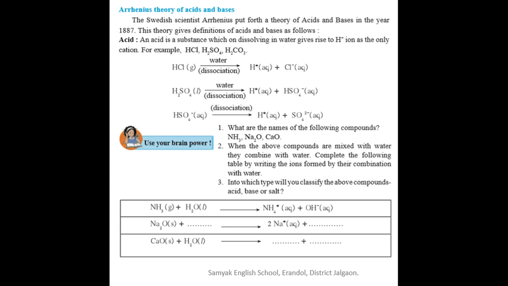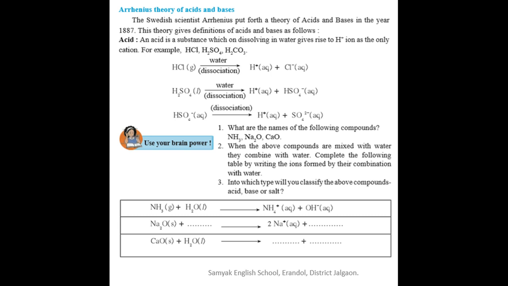Now let us look into Arrhenius' theory of acids and bases. Arrhenius was a Swedish scientist. He proposed a theory of acids and bases in 1887. This theory gives definitions of acids and bases. Now let's look at the definition of acid. An acid is a substance which, on dissolving in water, gives rise to hydrogen ion as the only cation.